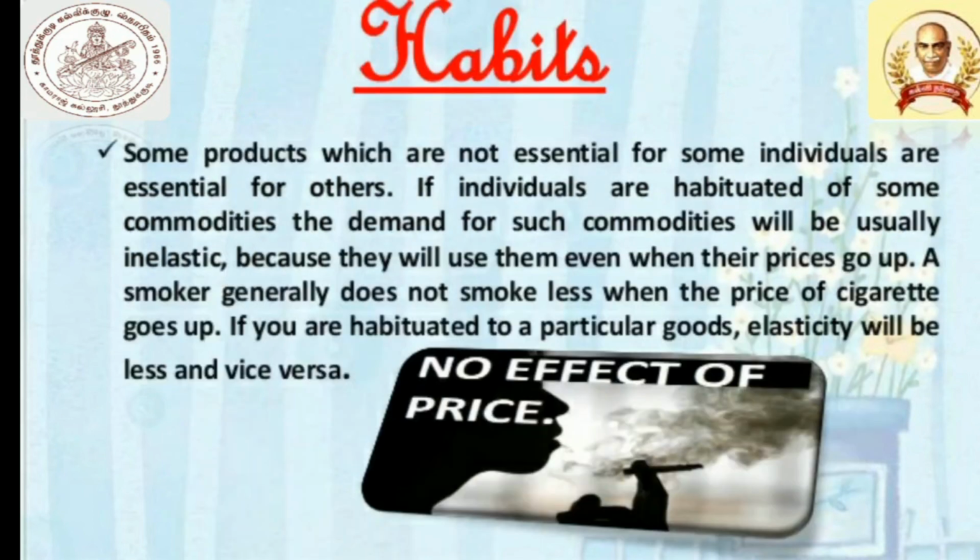Next, habits. Some products which are not essential for some individuals are essential for others. If individuals are habituated to some commodities, the demand for such commodities will usually be inelastic because they will use them even when their price goes up. A smoker generally does not smoke less when the price of cigarettes goes up. If you are habituated to a particular good, elasticity will be less and vice versa.